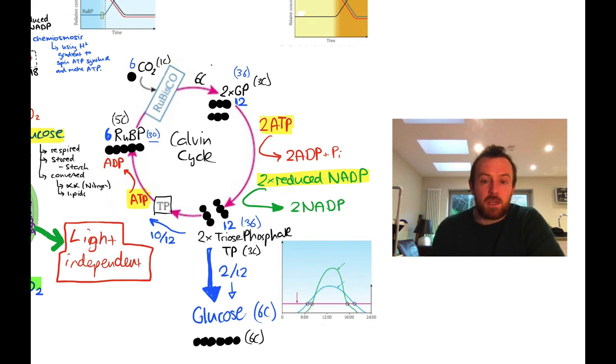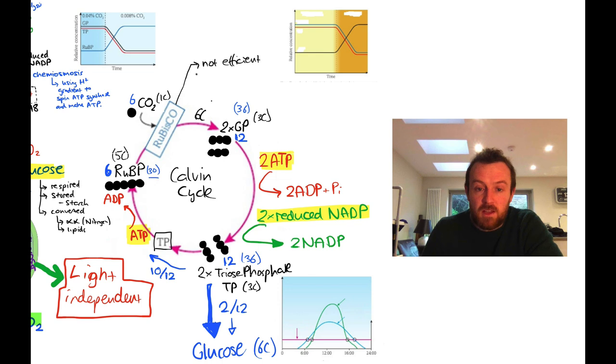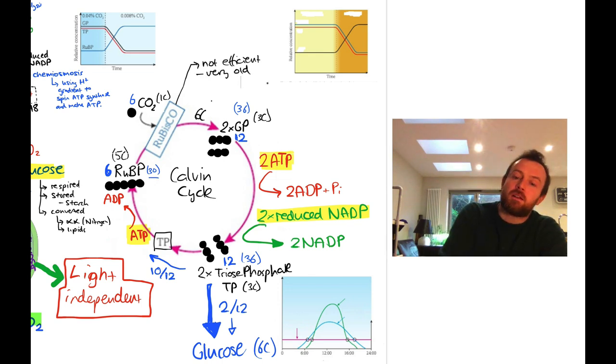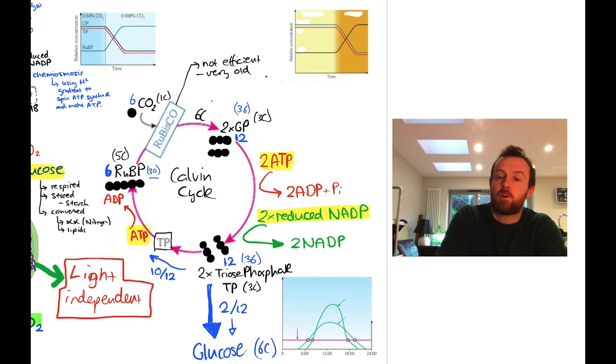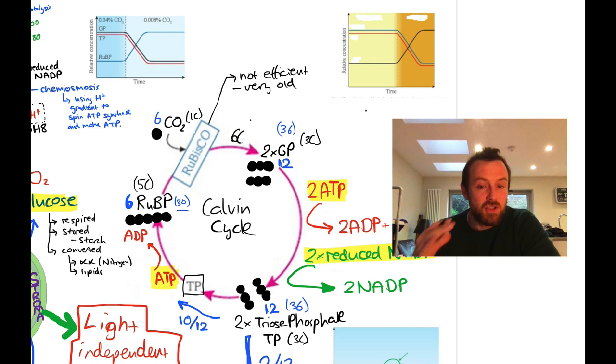Now, something about Rubisco, just a little bit of extra notes. It is not good, okay? Rubisco is pretty bad. It's a pretty bad enzyme. It's not very efficient. It's a very old enzyme, evolutionary speaking. So it evolved so long ago that it evolved when basically there was a lot of carbon dioxide and not very much oxygen in the air. So it's not very specific.